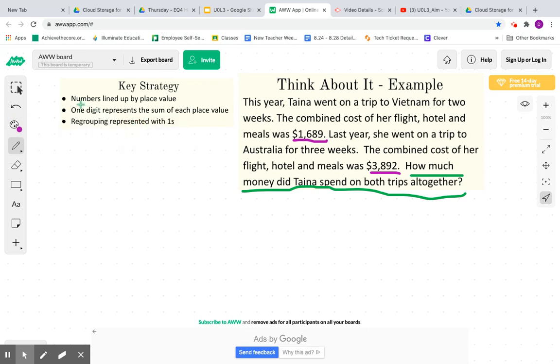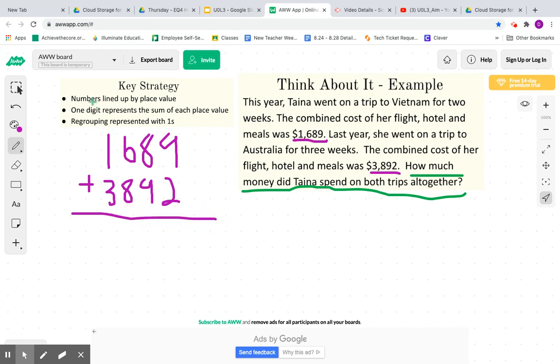So the first thing I want to do is have my numbers lined up by place value. So I'm going to write down 1,689 and I am adding 3,892. And notice as I'm writing this, I'm putting a little bit of space because it's going to be super important to have the ones, right? This one underneath this one's place, and the tens place, and the hundreds place, and the thousands place. All right, so make sure that your numbers are lined up by place value.